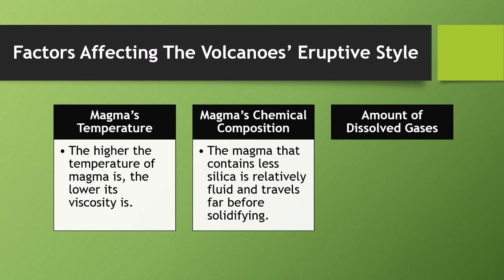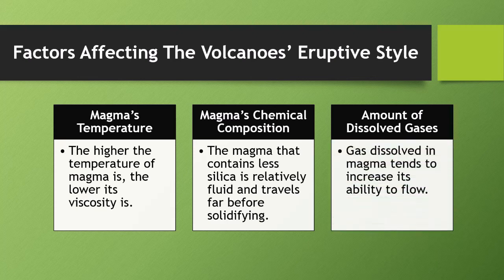And the last factor is the amount of dissolved gases. Other factors being equal, gas dissolved in magma tends to increase its ability to flow. Therefore, the loss of gases makes magma more viscous, forming a dome.